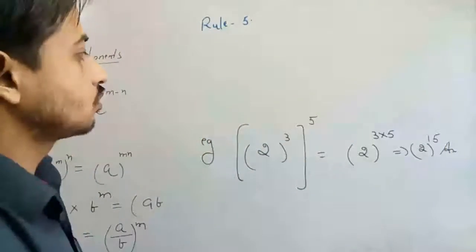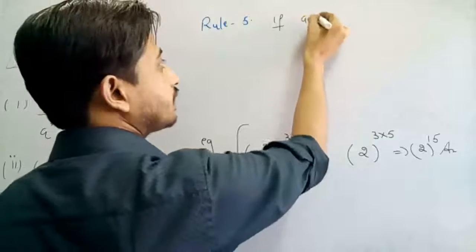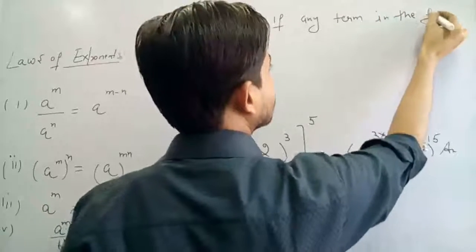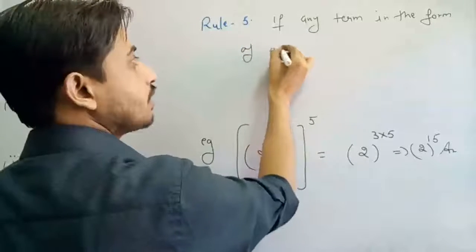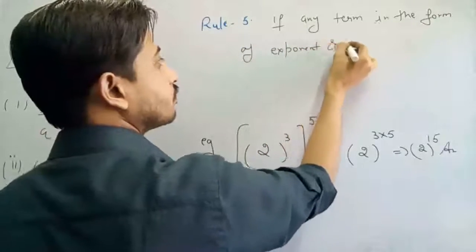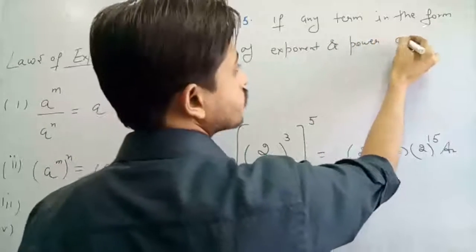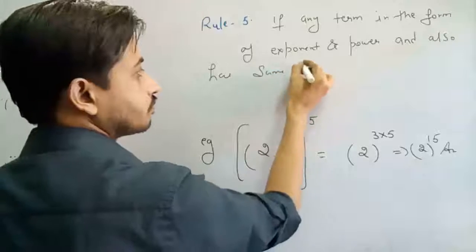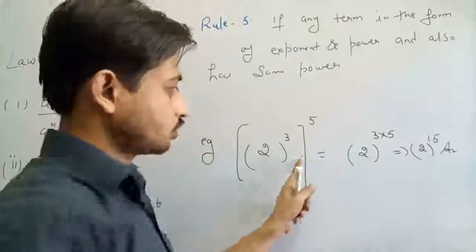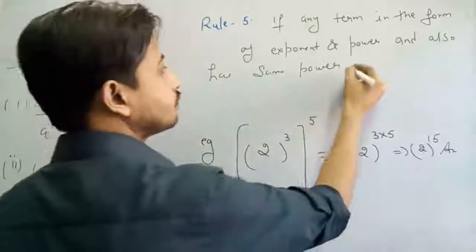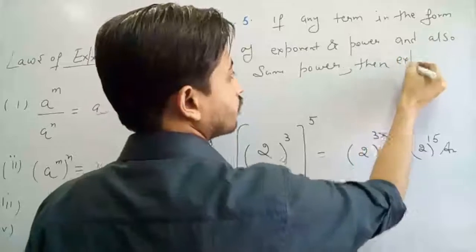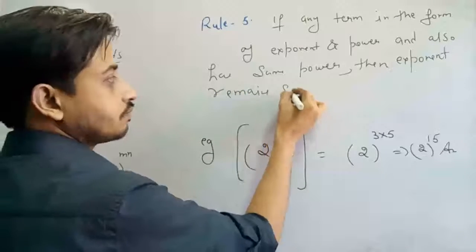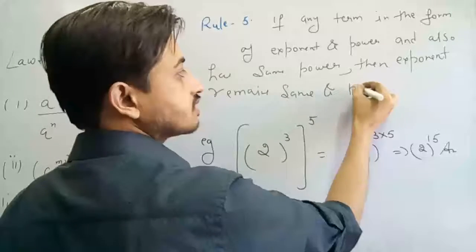It's very simple. Now what's the rule? If any term in the form of exponent and power also has some power, then the exponent remains same and the power gets multiplied.